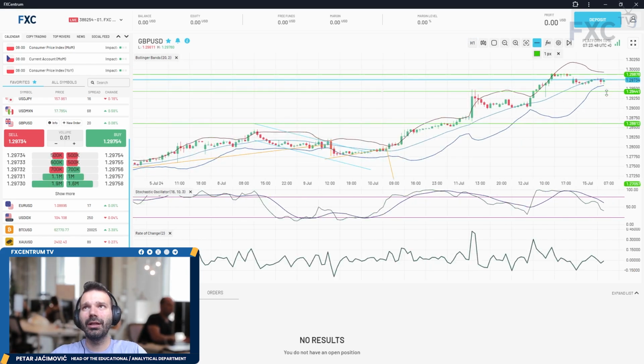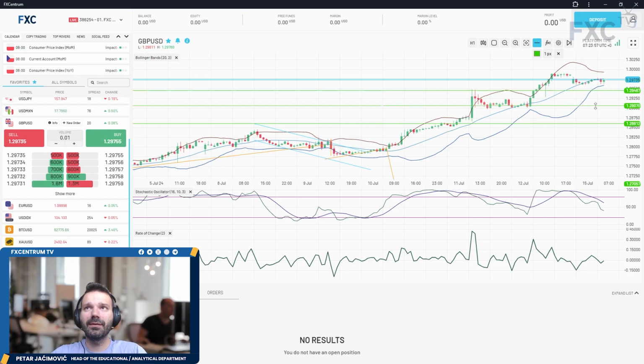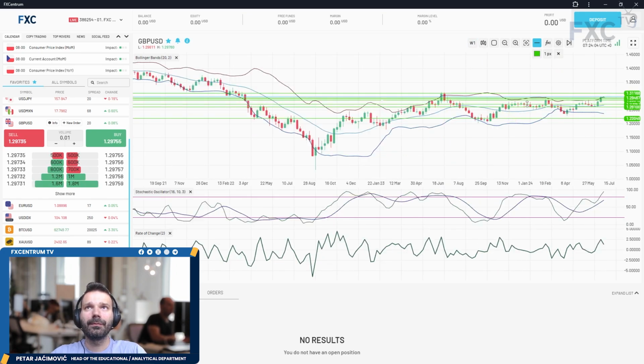If the market can clear and hold below 1.2945, there will be a chance for a potential drop towards 1.2900, 1.2860. If not, then the market can continue to trade higher. The next upside station is the 1.3120, 1.3115 mark.